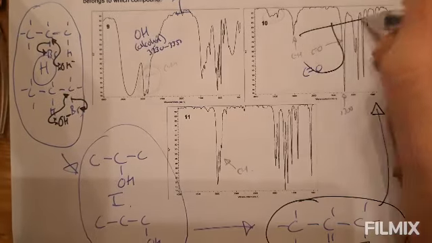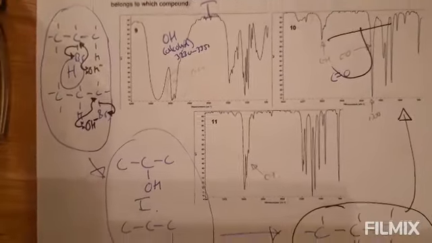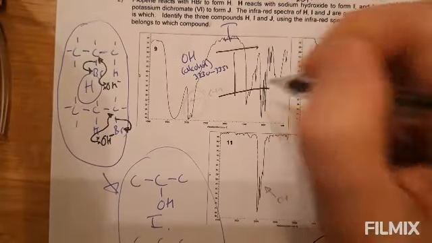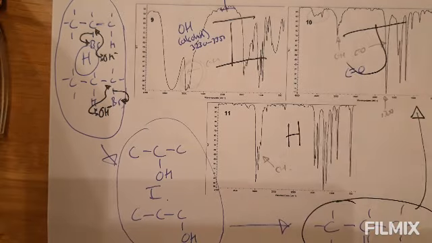I'm going to put a big J over that. I hope I don't have to re-record this because I'm scrolling all over this. That's J because it's got a carbonyl peak. It's an oxidation product because it's got a carbonyl peak. This is I because it's got the alcohol in. And this one, therefore, by elimination, must be H.